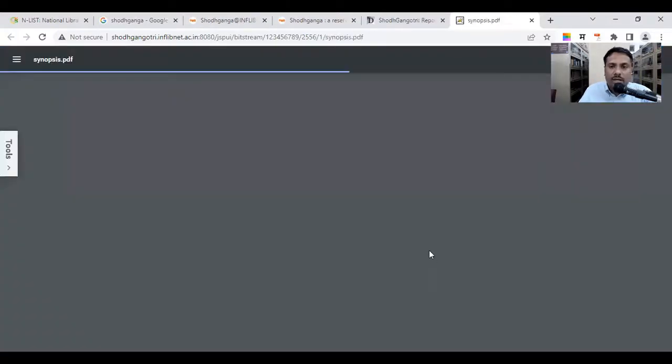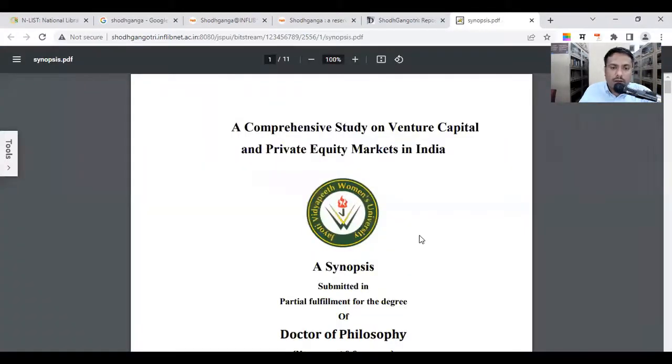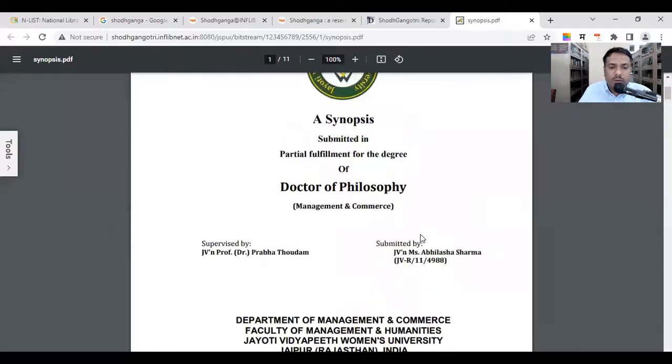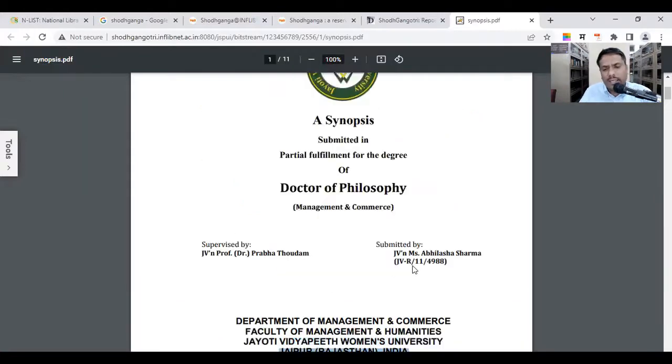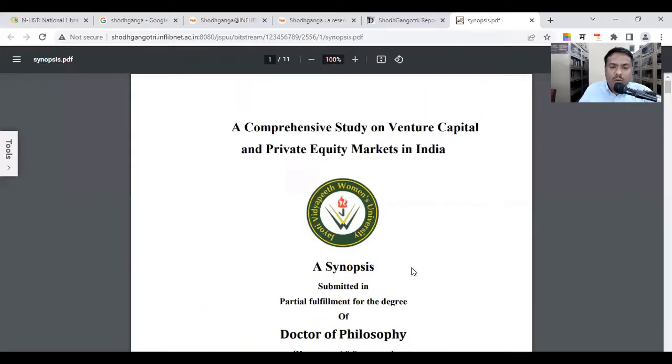For example, is the PDF open in front of you? Yes, sir. This is a synopsis. This has been submitted to the Faculty of Management and Humanities, Jyoti Vidyapith Women's University, Jaipur, Rajasthan. Now you may see here, this is the comprehensive study on venture capital. This is the title of a project. So in submitting your synopsis, you have to have this title first. Understood?